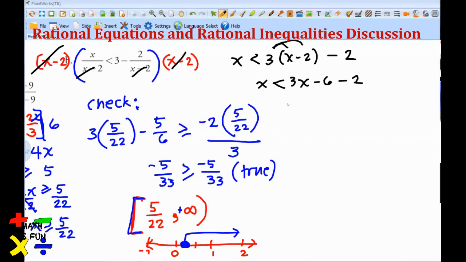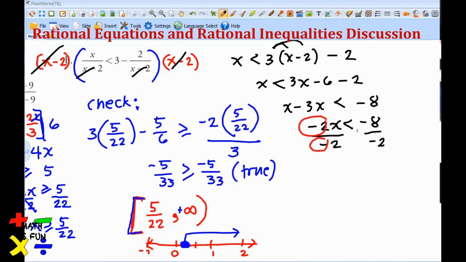Then we'll go with combining like terms. x minus 3x is less than negative 8. So negative 2x is less than negative 8. So we will divide both sides by negative 2. Okay, so there is a note here. When you divide by a negative number, you flip this. Don't forget to flip. So therefore, x is bigger than positive 4. So when you are dividing by a negative, then you have to flip the symbol.